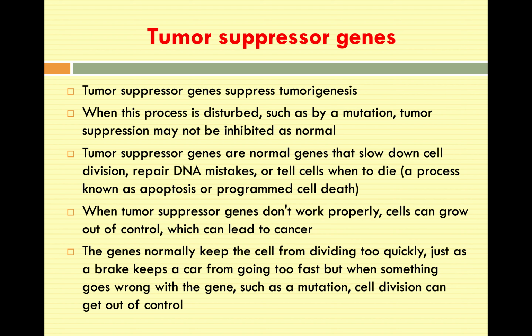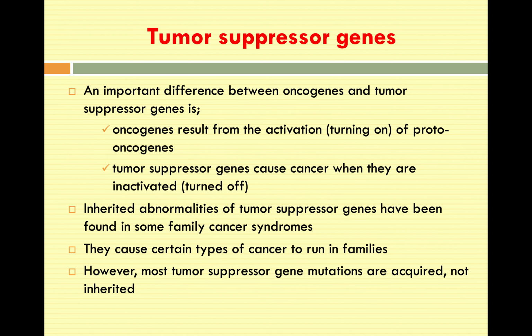The genes normally keep the cell from dividing too quickly, just as a brake keeps a car from going too fast. But when something goes wrong with the genes, such as mutation, cell division can get out of control. So the difference between oncogenes and tumor suppressor genes is that oncogenes result from the activation or turning on of proto-oncogenes, but tumor suppressor genes are the opposite. They cause cancer when they are inactivated, turned off. Either way, the result would be the same: cancer.